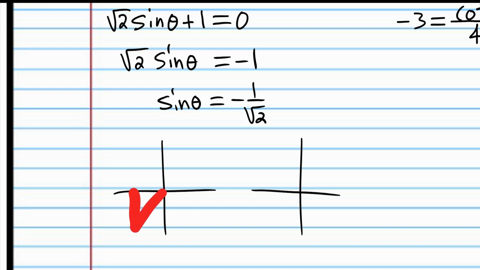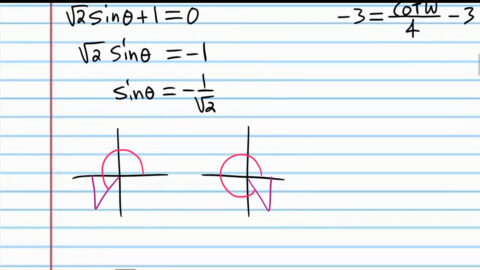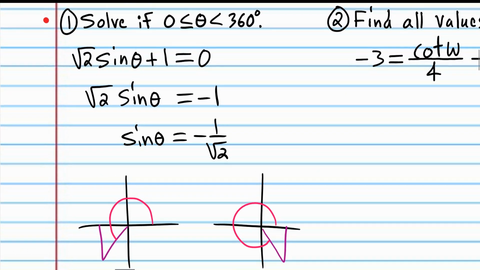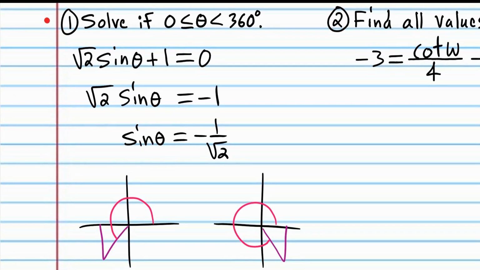So that means we have a triangle in the third quadrant and a triangle in the fourth quadrant. So we have to find this angle and this angle. Those are the 2 angles that we're looking for that are between 0 and 360. We're looking for the answers between 0 and 360.